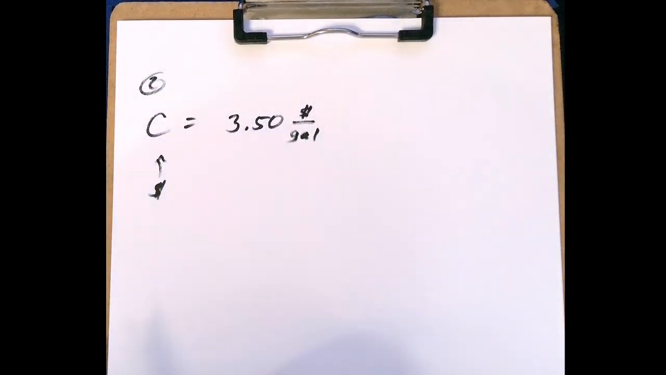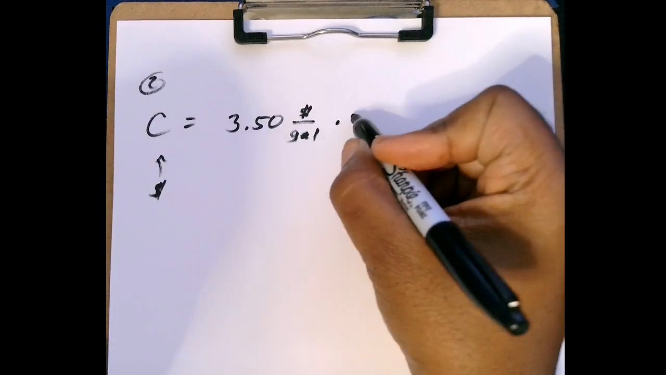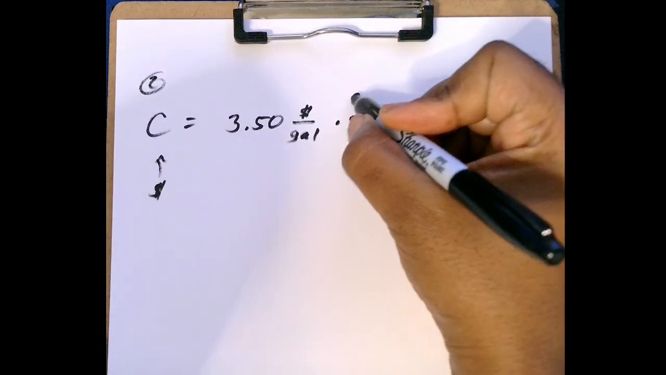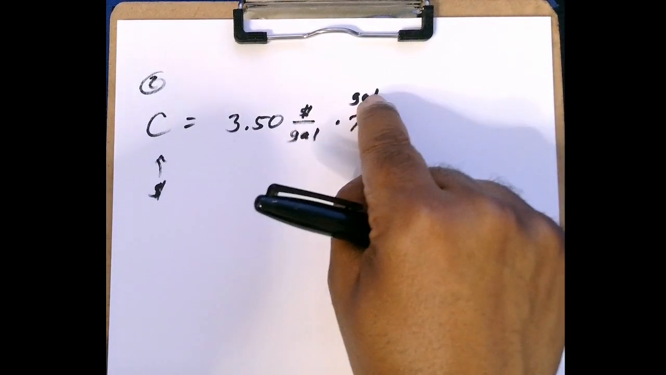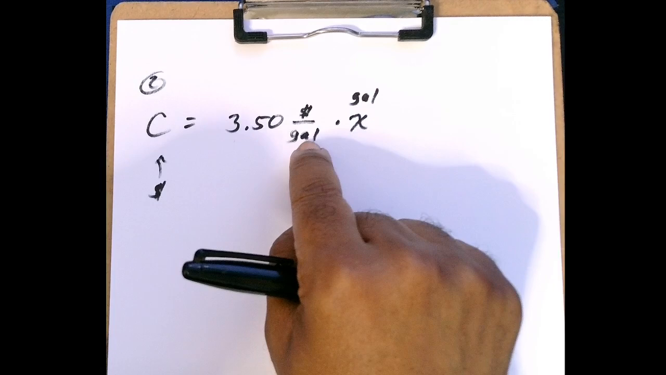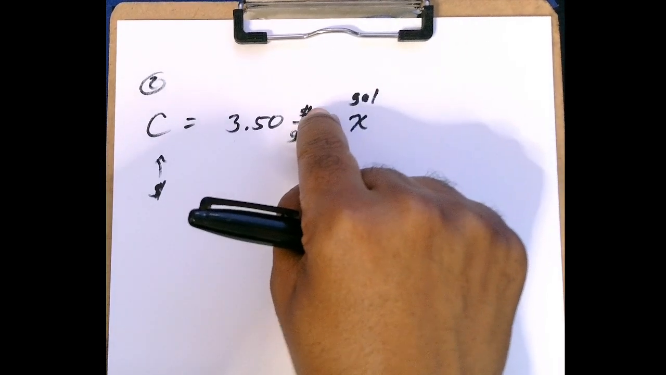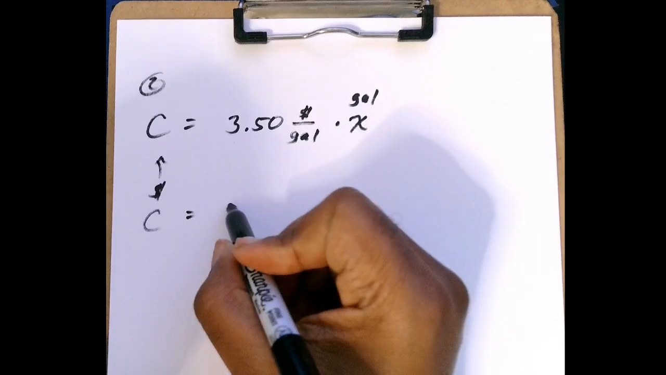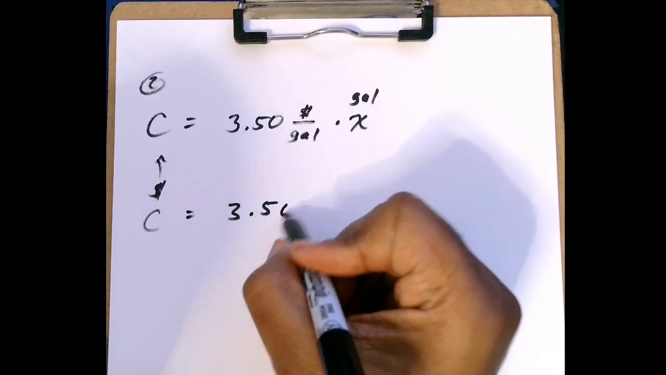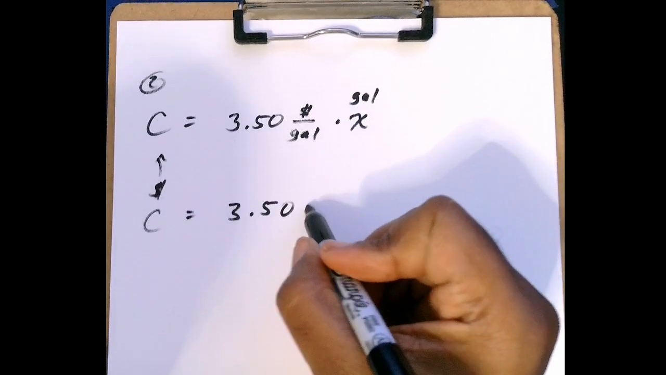And say X is going to be gallons. So if you multiply this times X, and X stands for gallons, if you multiply a dollars per gallon times a gallon, the gallon cancels out the denominator here, and the results are money. So I will write the formula this way. C equals $3.50 times X.